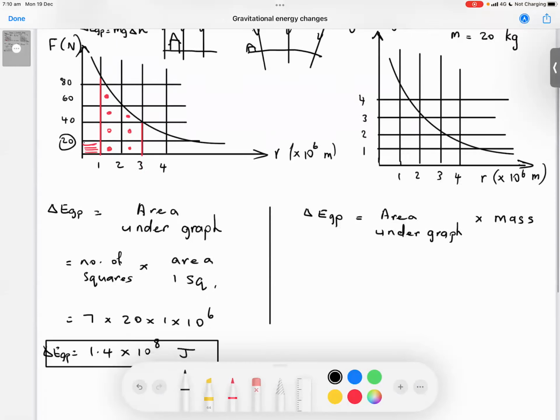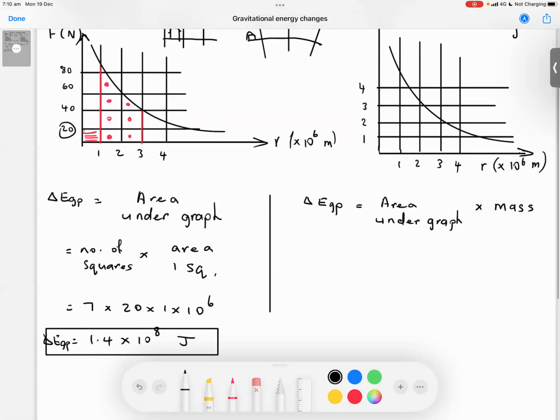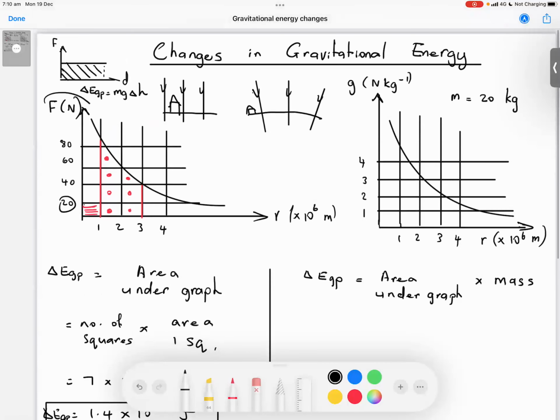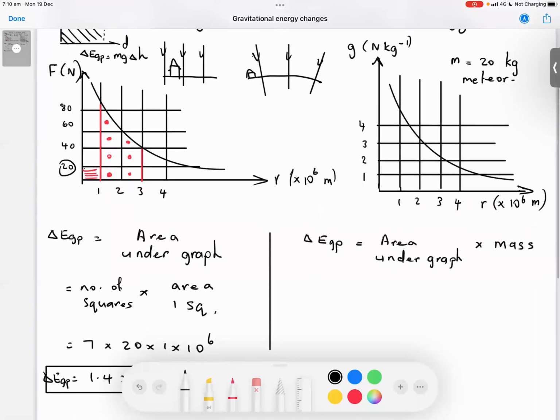Okay, so the other way we might be required to do that is by not looking at a gravitational force versus distance. The graph might be presented in a gravitational force per kilogram. Okay, that means we can just use one graph and we multiply it by the mass of the object in the field. So in this case, we've got a 20 kilogram meteor, let's say, falling towards Earth from a distance of, say, 3,000 kilometers down to about 1,000 kilometers. Again, we've expressed our limits of integration.